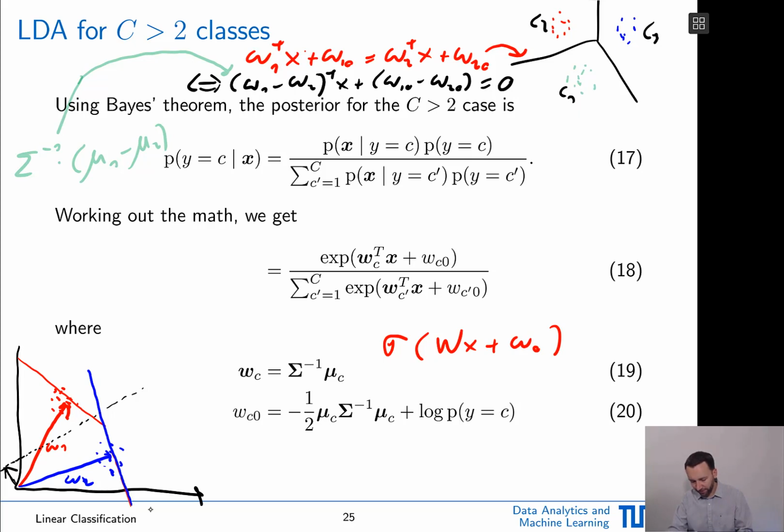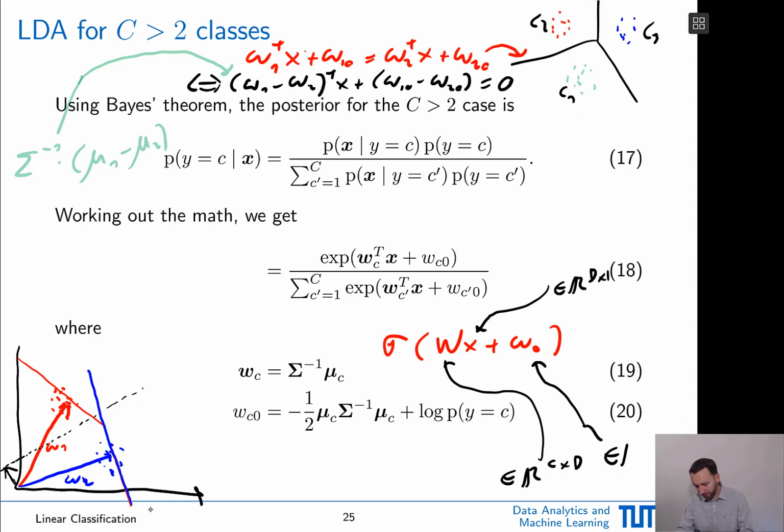You have a matrix W which has this size. What did we use? C or K times D, right? This, as before, was our d-dimensional vector, right? So let's make it specific, d times 1 then. And this is also a c-dimensional, or c times 1 dimensional vector.